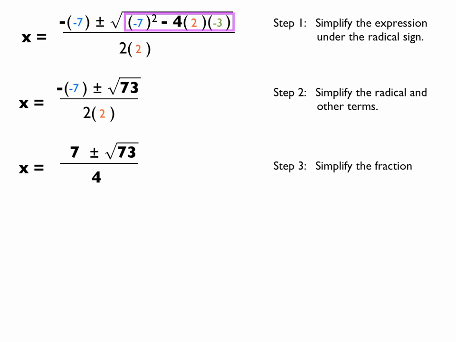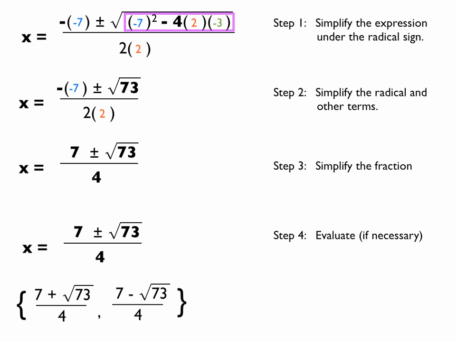Step 3 is to simplify the fraction, and we notice that although we have 3 terms, these terms do not share a common factor, so there's really nothing to do here. We can't simplify that fraction. And then finally, step 4 is to evaluate if necessary. So there's 2 ways to express this answer. We could express it as a solution set, which would be 7 plus the square root of 73 all over 4, and 7 minus the square root of 73 all over 4, or we could express it as decimal approximations. X is approximately 3.89, or x is approximately negative 0.39.